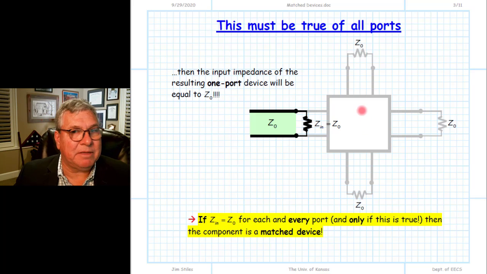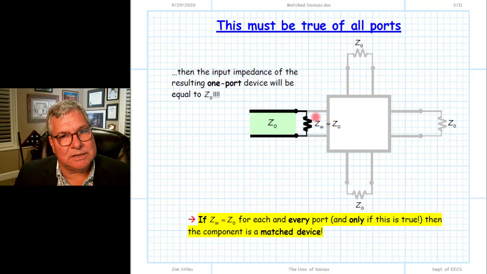Now, we could do the same thing with the source. Perhaps we put a matched load here, and then on this port we put a matched source. And of course, that's supplying energy into the device, and so some energy will come out of the device. If this is a matched device, then the source impedance, the equivalent circuit of all of this, will numerically be equal to Z0. So if the port impedance is Z0 for every port, when connected to other matched devices, then we consider this four-port device to be a matched device or a matched component.